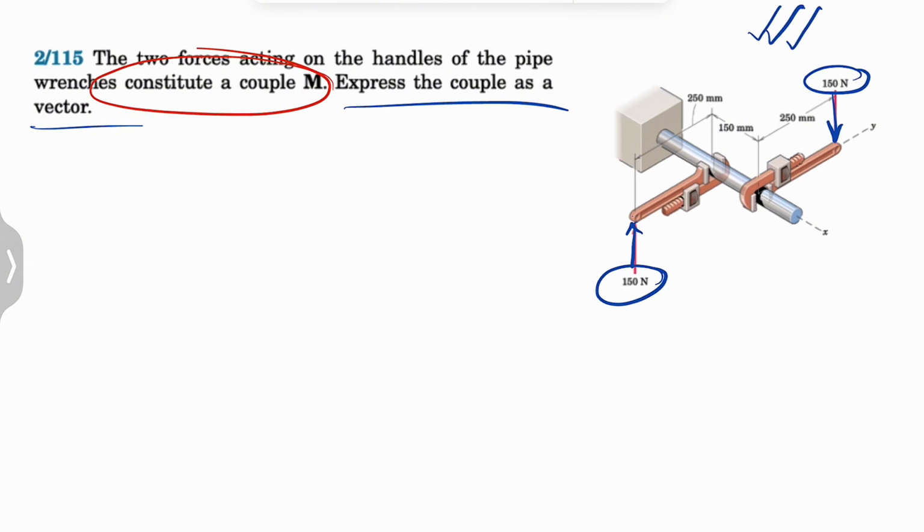And as we talked about, basically for finding the couple, we are looking for a moment, which is r cross f, or the cross product of the position vector and the force. So for that, basically we can go with the distance from line of action of one force to the other. So if you just go from this point to the other one, this is going to be our r.